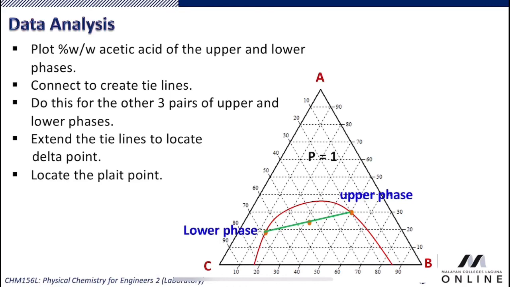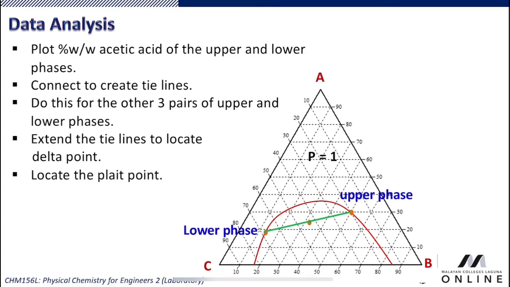After you have the 4 solutions, you extend the tie line. So basically, you just have to use a ruler. In your case, since we are in the PowerPoint, you could use the different tools in your PowerPoint. You use the line, and then you extend that one until you reach the point where the 4 lines would converge. That would be the delta point. And then from that delta point, let's say the delta point is here, you just have to create a tangential line so that you could be able to locate the plate point.